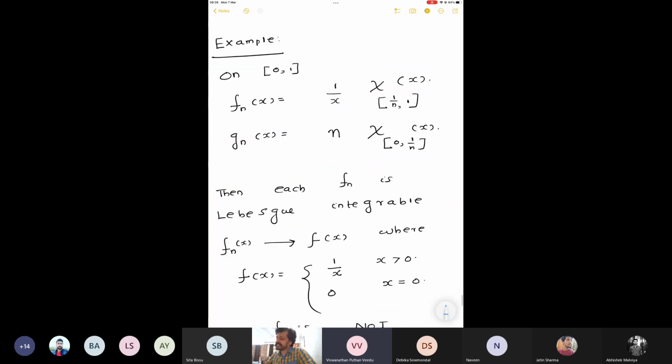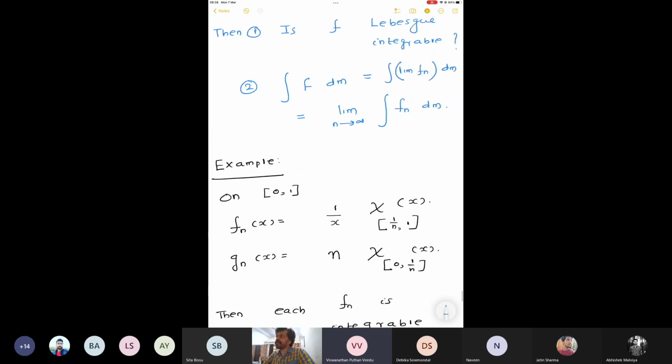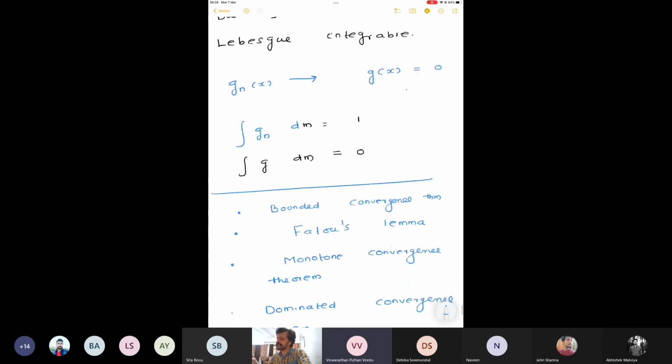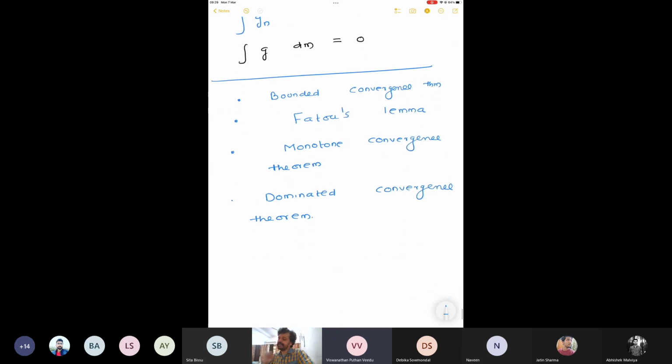As I told, with general fn and f, you don't have a yes answer to this question. So you have to impose certain conditions. And what conditions are imposed will be clear from the name. Bounded convergence theorem: can you guess roughly what may be the conditions? Each fn is bounded. Roughly, okay. Forget about Fatou's lemma.